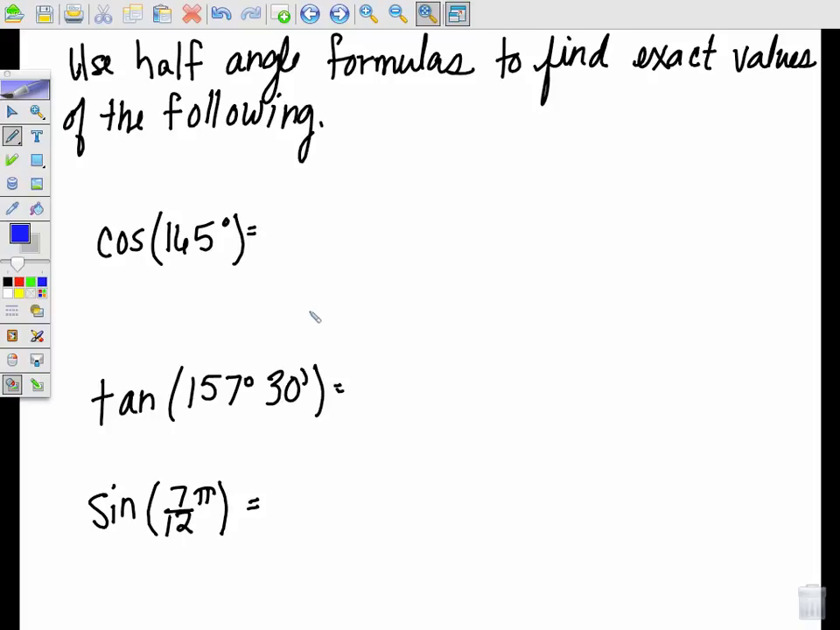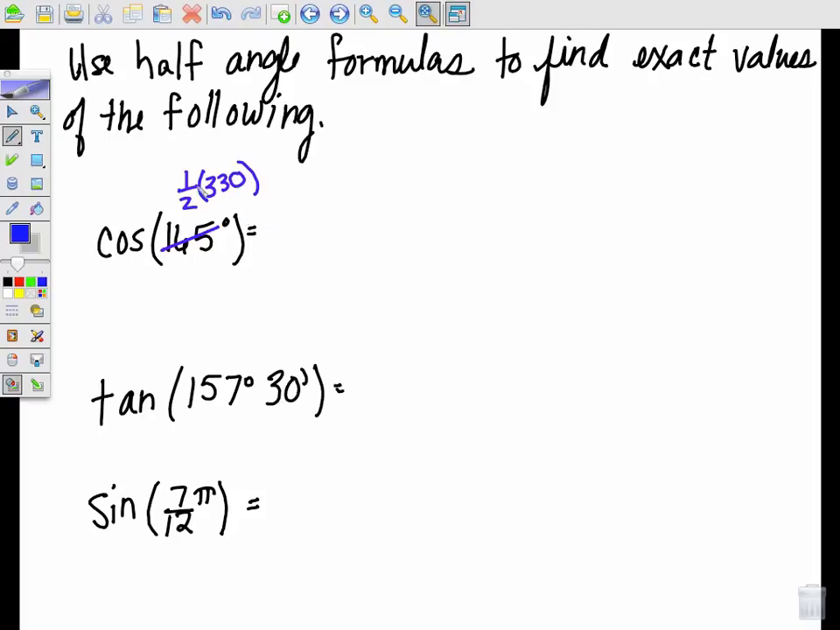Use half angle formulas to find the exact values of the following: cosine 165, tangent 157 degrees 30 minutes, and sine 7/12 pi. Well, these are already half angles. So instead of doing 165, I want to double that and write it as cosine of 1/2 of, and if I double this angle, it's 330. So there's your half angle using 330.